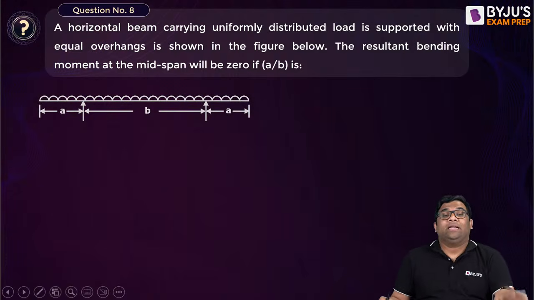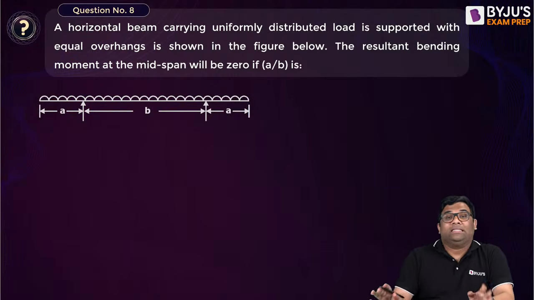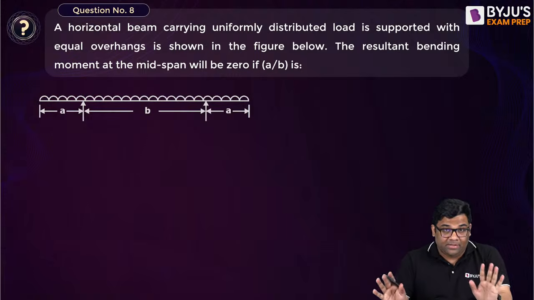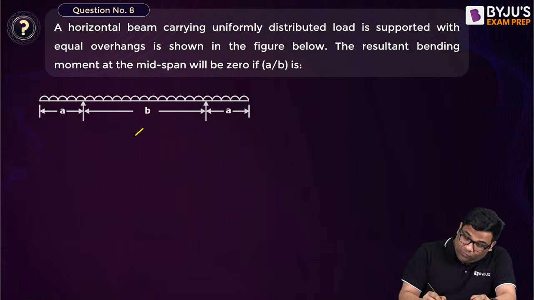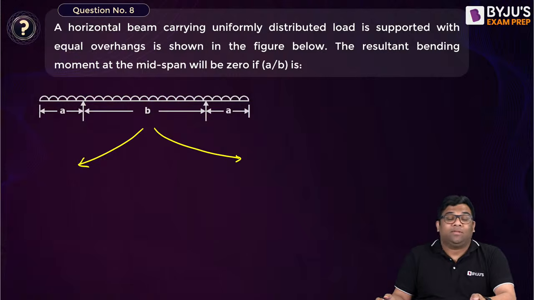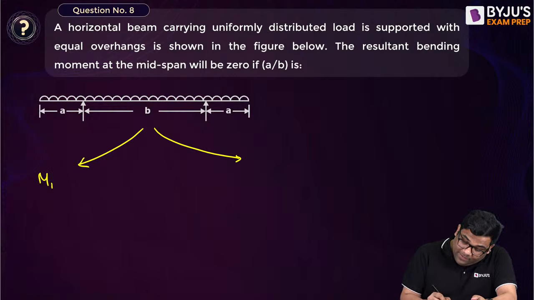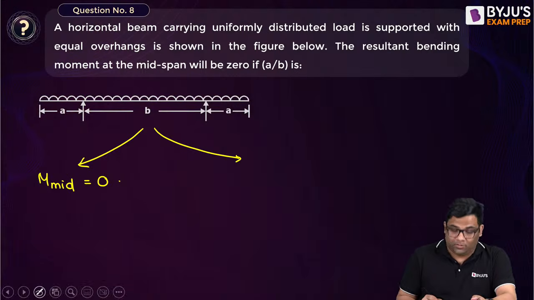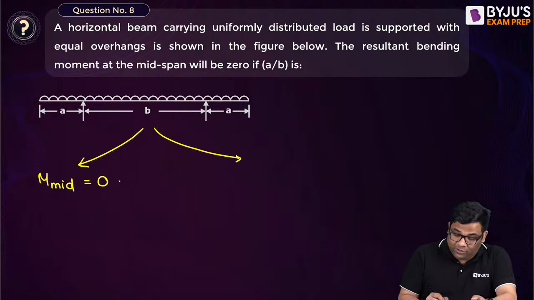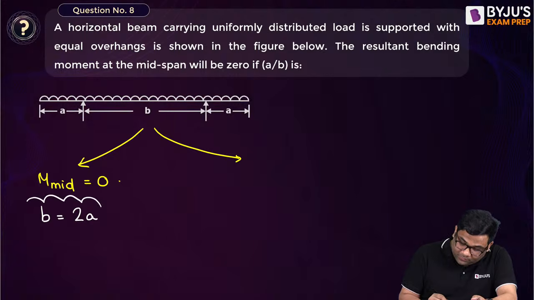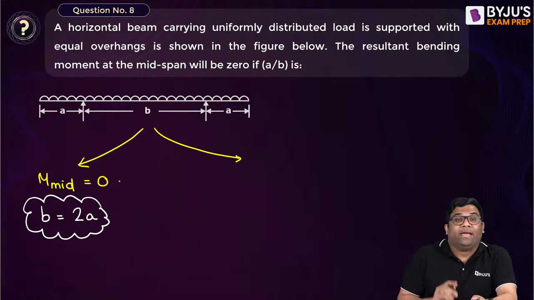Here I wanted to tell some things which they can ask in the examination. You should remember: from this overhanging beam, they will ask two types of question. What are the two types? The first thing is that the bending moment at midspan is 0. When the bending moment at midspan is 0, b is equal to 2a. Remember this.